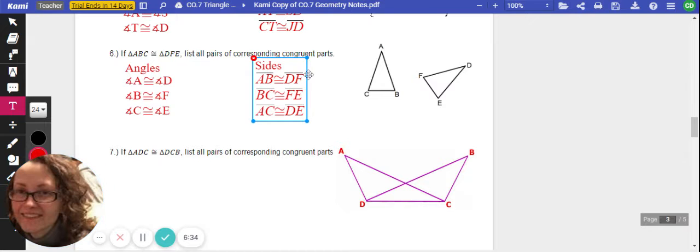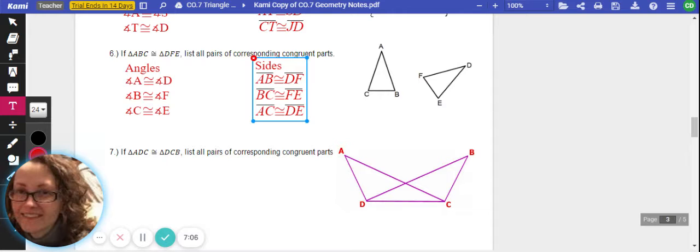Now, to give myself some kind of a pattern to work with here, I usually do the first two for the sides. First two, second two, or the last two and the last two, and then the outsides. So the first two, AB, DF, the last two, BC and FE, and then the outsides, AC and DE.